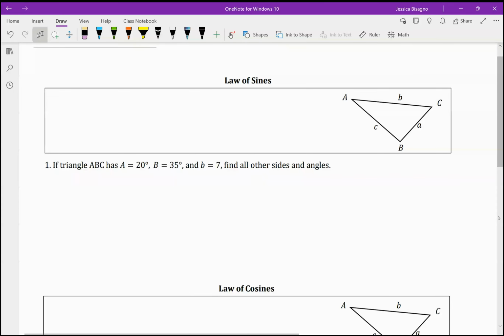The law of sines is simply a formula that you can use. It relates the angles and the side lengths of a triangle, and it does not need to be a 90-degree triangle at all. So this is the formula: the sine of angle A divided by side length A. And you'll notice that angle A and side length A are across from each other.